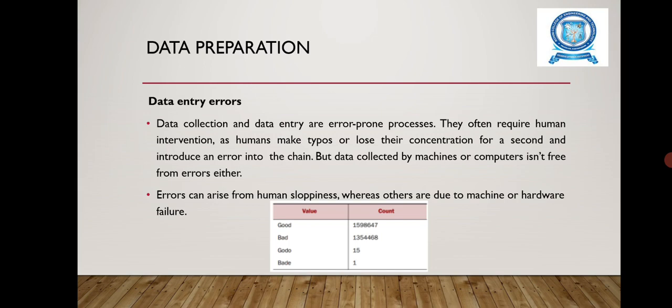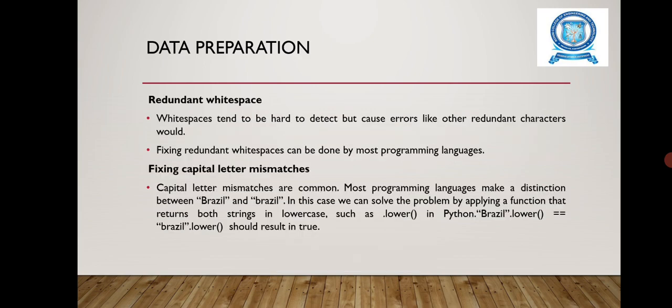Now let us see about data entry errors. Data collection and data entry are error-prone processes. They often require human intervention. As humans, they make typos or lose their concentration for a second and introduce an error into the chain. But data collected by machines or computers isn't free from errors either. Some errors arise from human sloppiness, whereas others are due to machine or hardware failure.